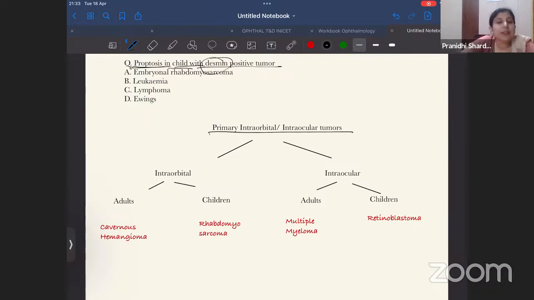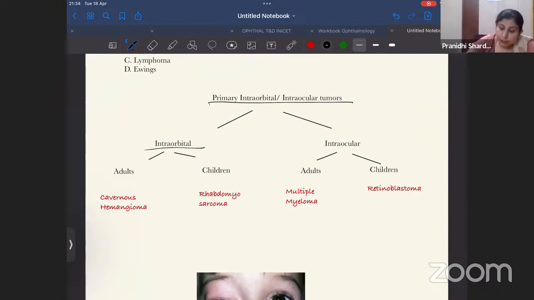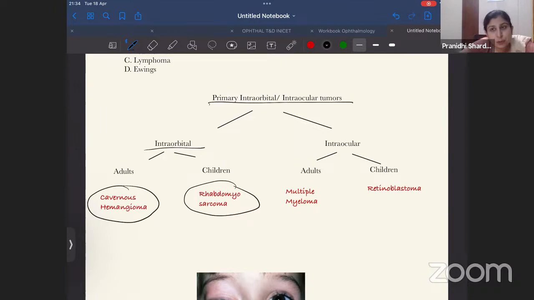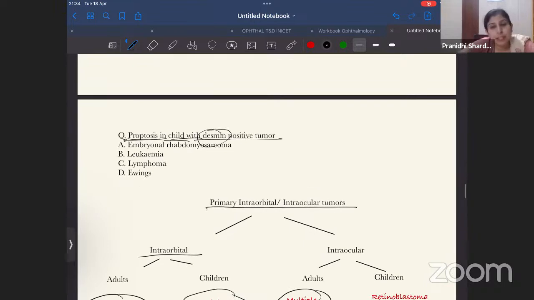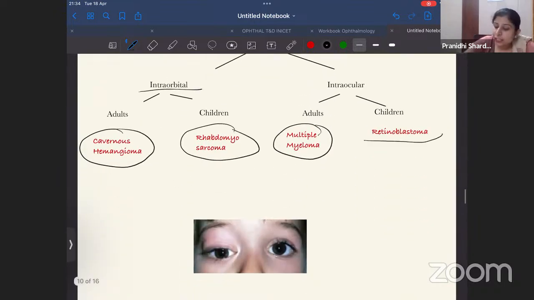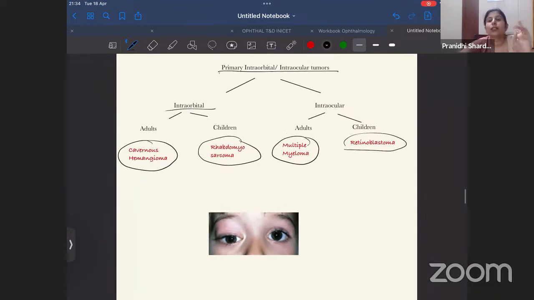Whenever we talk about primary intraorbital or intraocular tumors, in intraorbital, the most common tumor in children is rhabdomyosarcoma, while in adults, it is cavernous hemangioma. And when we talk about intraocular, in adults, the most common is multiple myeloma, and in children, it is retinoblastoma. You have to learn these 4 tumors by heart. Intraorbital, adults, cavernous hemangioma, rhabdomyosarcoma in children. Intraocularly, adults, multiple myeloma, and children, retinoblastoma.